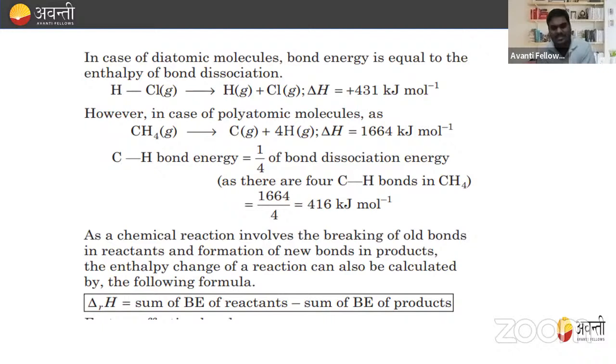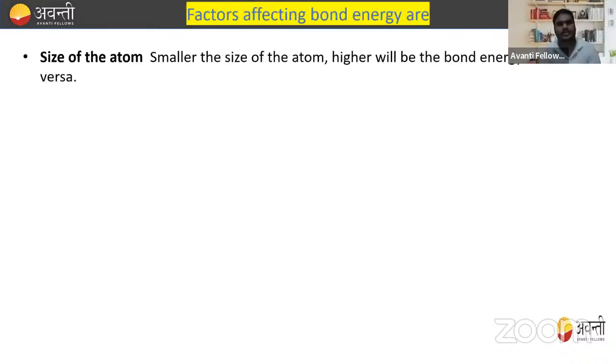As a chemical reaction involves the breaking of the old bonds in the reactants and the formation of new bonds in the products, the enthalpy change of the reaction can also be calculated by the following formula: sum of the bond energies of the reactants minus sum of the bond energies of the products.